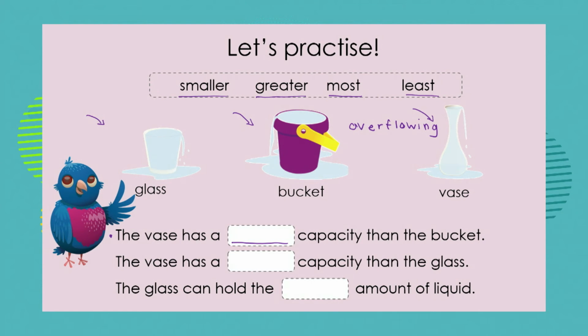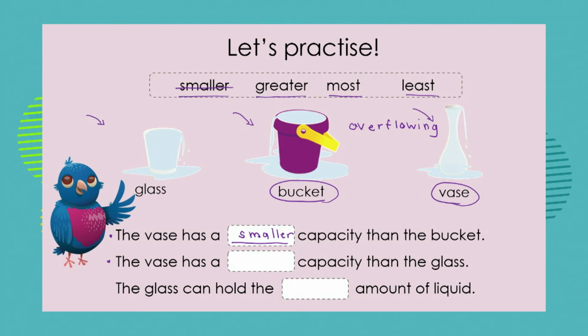So if we look at the bucket and the vase, would we say that the vase has a greater or smaller capacity than the bucket? Between these two objects, which one do you think will hold more water, grade ones? Good work. It would be the bucket. So the vase has a smaller capacity than the bucket. Let's read the next sentence together.